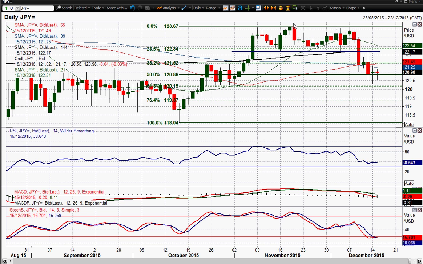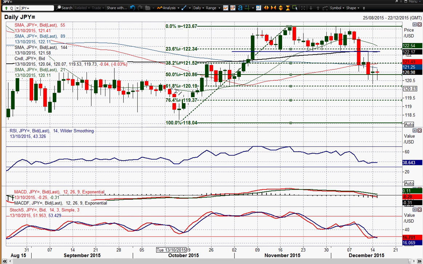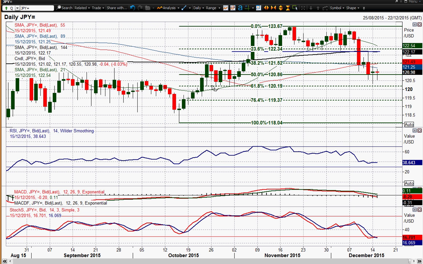And I've got the Fibonacci retracements in on this chart because I'm playing around with the 61.8% Fib level, which, if you see here, coincides with all these lows from late October. So it's 120.19, and yesterday's low was 120.32.